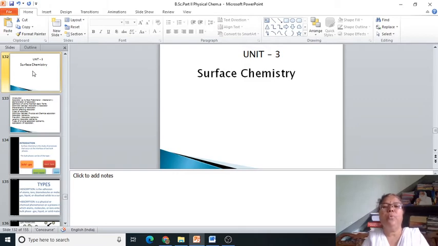All of you know the study of surface chemistry is the study of the phenomena that occur at the surface. And you know the process of adsorption, the process of absorption, catalysis, etc. These are some processes that take place at the surface, and the phenomena which occur at the surface are studied in surface chemistry.